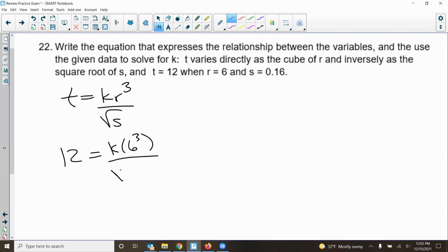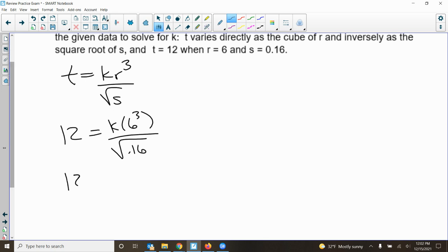So replace t with 12, k, r is 6, and s is square root 0.16. I probably should have had my calculator up. 6 cubed is 216. And the square root of 0.16, I think, is 0.4. Right? 0.4 times 0.4 is 0.16. And then you need to multiply both sides by 0.4 and then divide by 216.